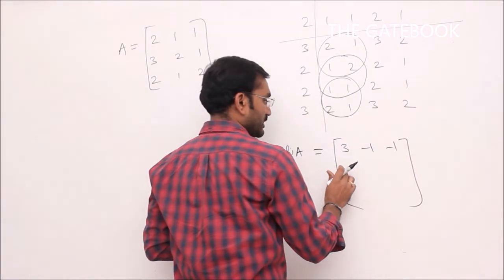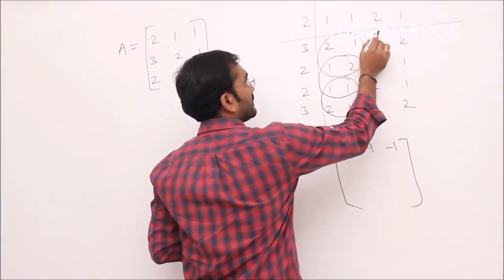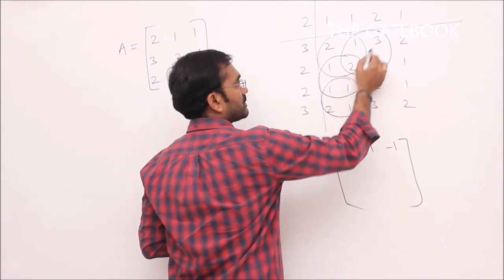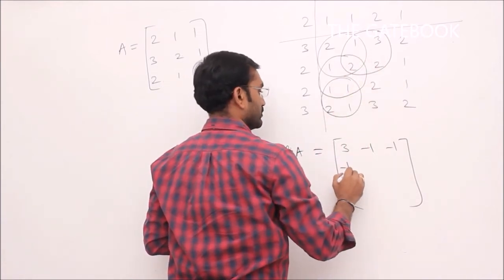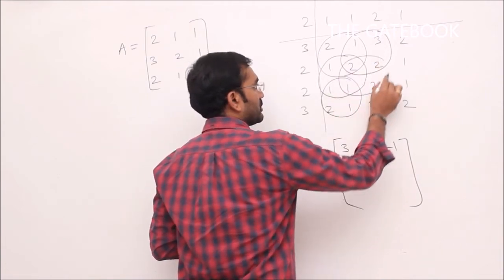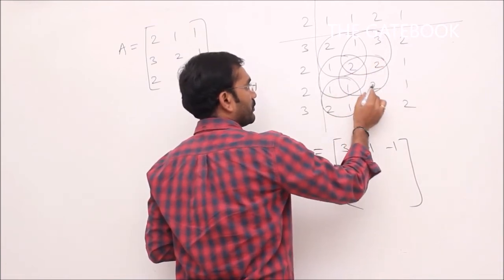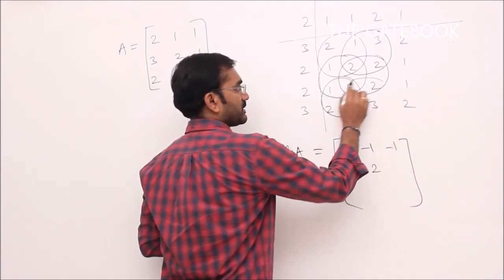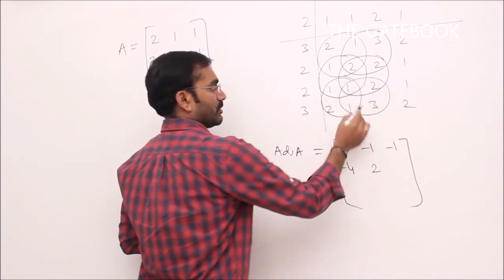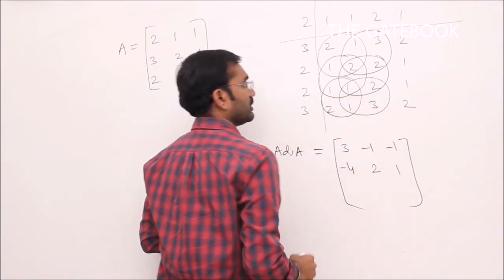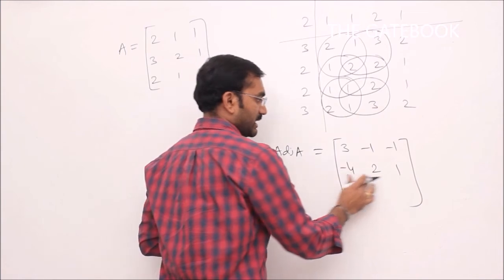Now to get the elements of the second row, first find det of this matrix. We'll get 2 minus 6 minus 4. Next det of this matrix 2 2 1 2, 4 minus 2 2. Next det of this matrix 1 2 1 3, 3 minus 2 1. Next, that completes the second row.